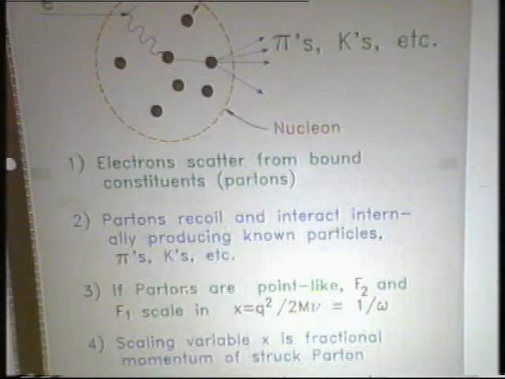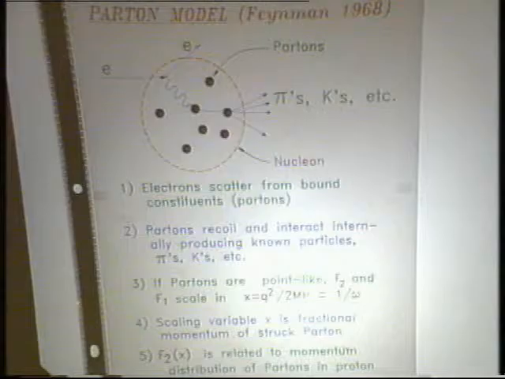But in addition to that, he was able to identify the scaling variable x, which is 1 over omega, with the momentum of the struck parton. In other words, x is the fractional momentum that the parton has if the proton is moving. His model was done in the so-called infinite momentum frame, so the proton is going this way, the electron is going this way. The parton carries x amount of the proton's momentum. x is a fraction, and that fraction x is the scaling variable.